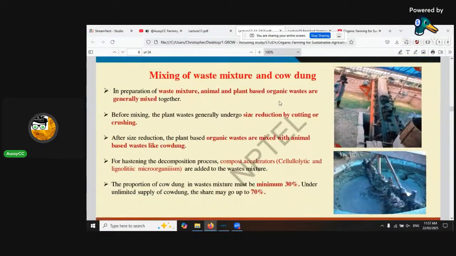So the mixing of waste and cow dung is very important because cow dung is a good inoculant. It has all the microbes in it, after size reduction.